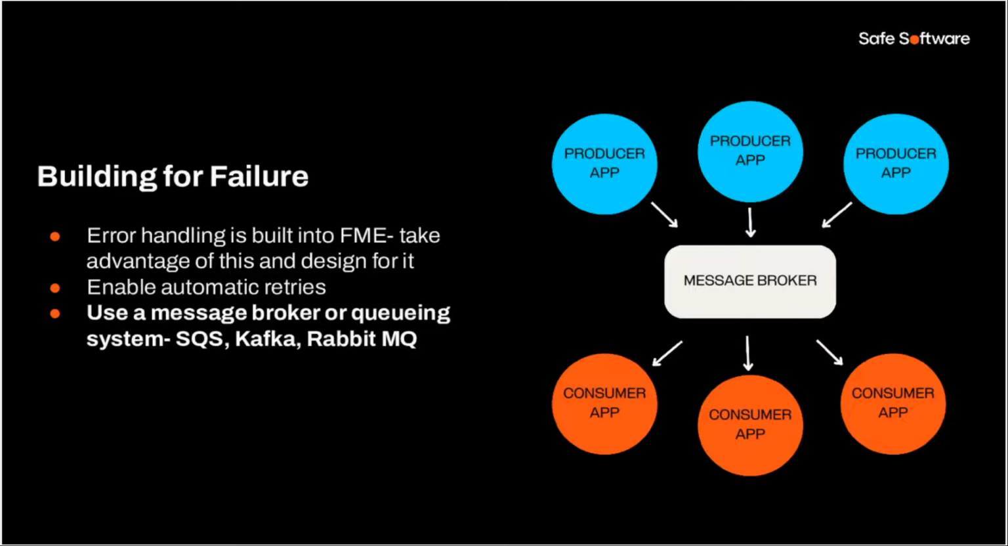Another way of building for failure is utilizing message brokering and queuing systems. It's a great way to help guarantee the delivery of data. Incorporating these tools into your FME built solutions means instead of building a monolithic FME workspace that reads data from potentially many sources, transforms the data in many ways, and writes the data to potentially many sources, you build a series of smaller, simpler FME services with less complexity and failure points.